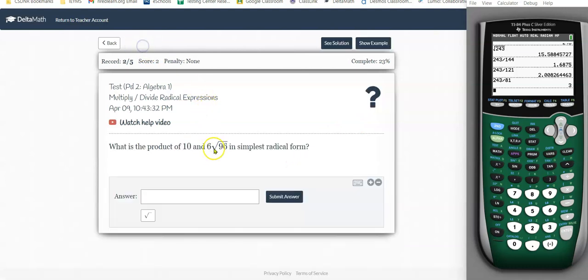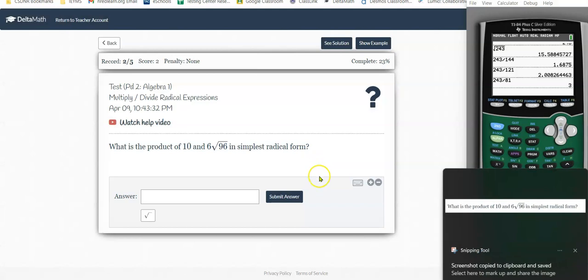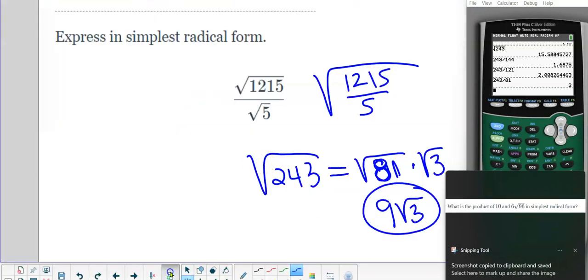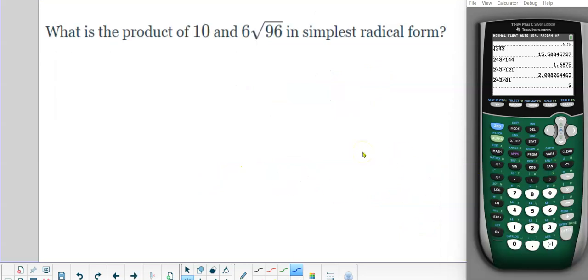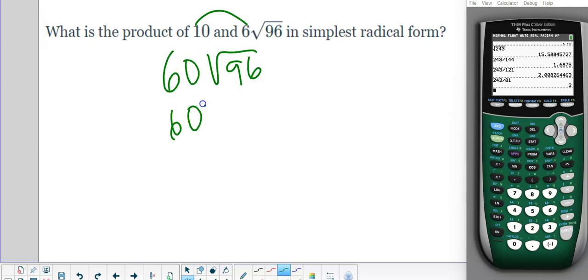Let's try another one. What is the product of 10 radicand 6 and 10 radicand 96? So let's see. Okay, so we have 10 times 6 is 60. Square root of 96 can be rewritten. And so I'm looking for perfect squares that go into 96.